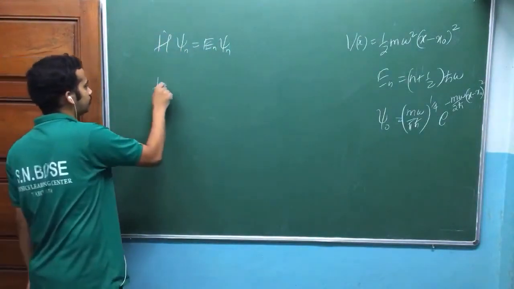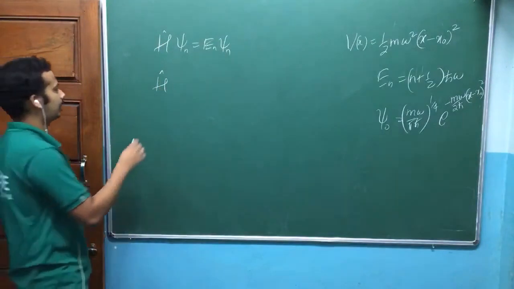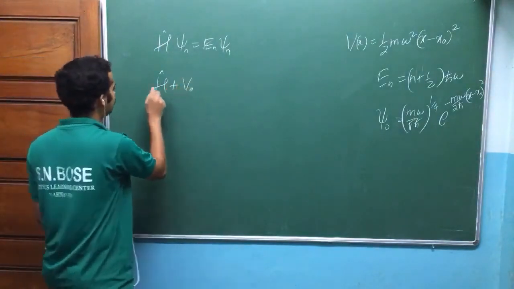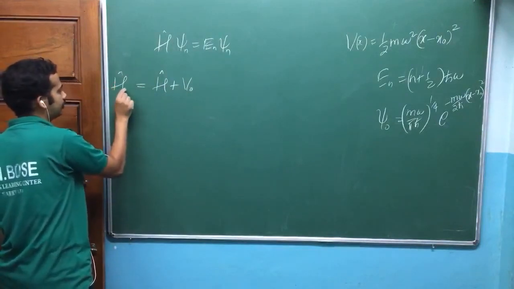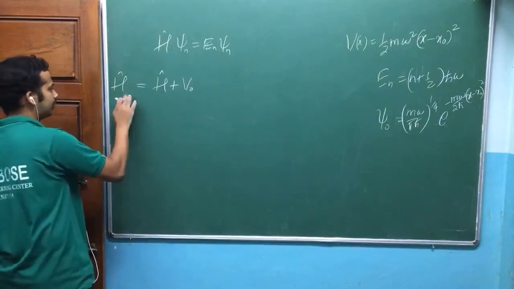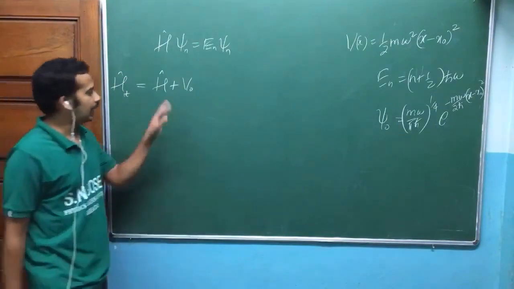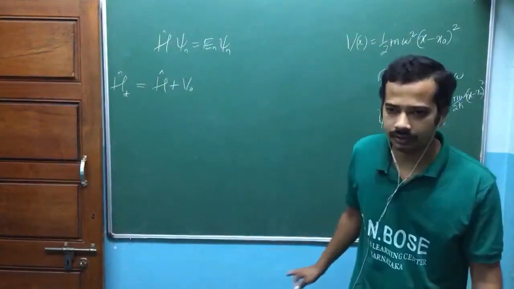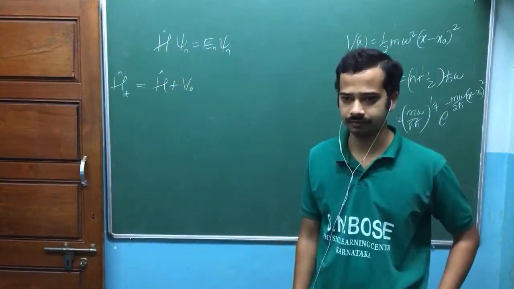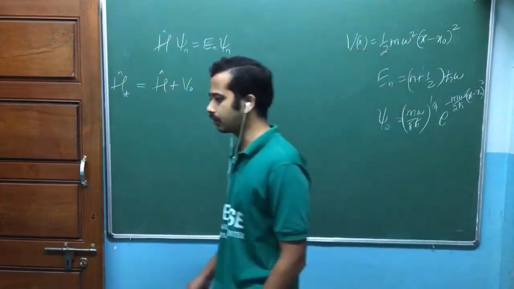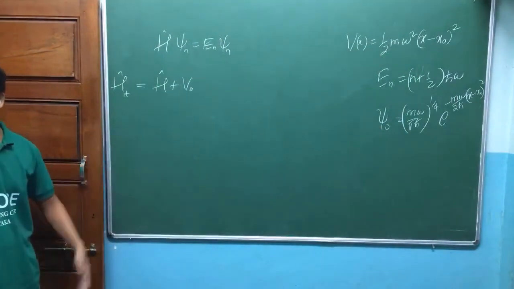Now what I do is, I added H0 to V0. I'll call it H cap total. Remember, adding potential means adding V0, which is a constant. I'm adding a constant to Hamiltonian, or you can say adding a constant to potential also. If I add a constant to potential, I'm adding a constant to Hamiltonian. I can say like that, isn't it?